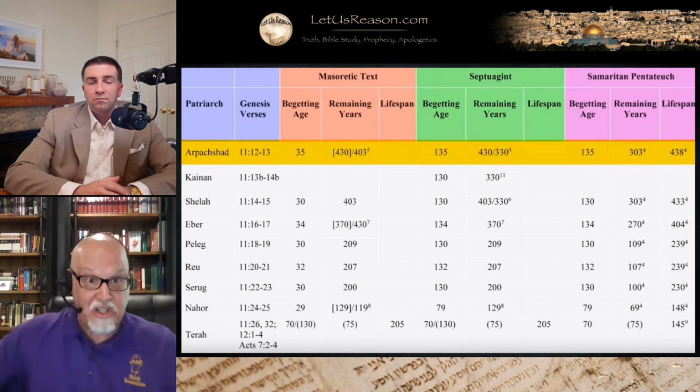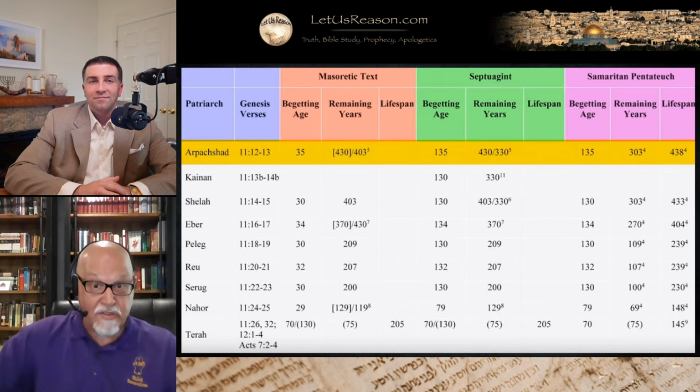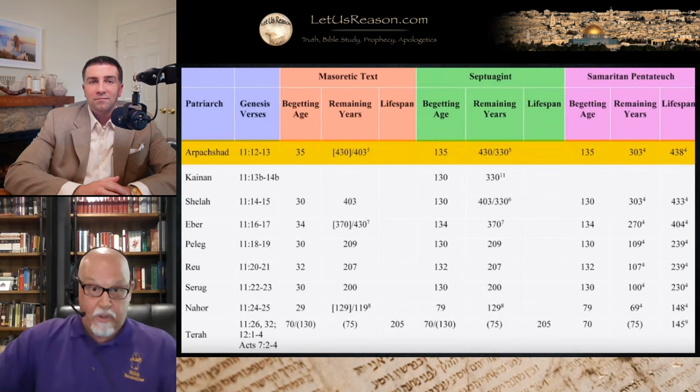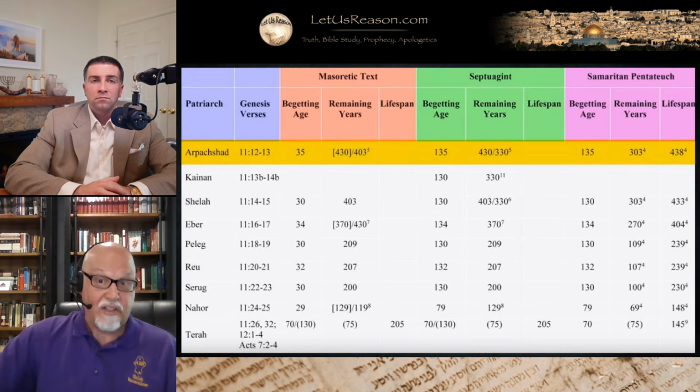A lot of questions that you have to ask. You know, why is that the case? If someone changed the Masoretic text, why didn't they change these numbers? Well, it may have been because there's no lifespans in the post-flood chronology, in the Masoretic text and in the Septuagint. But you'll notice also that the Samaritan Pentateuch has added lifespans. These are actually added to the text, but were not in the Septuagint and Masoretic.